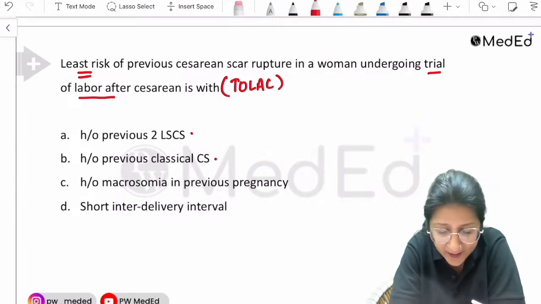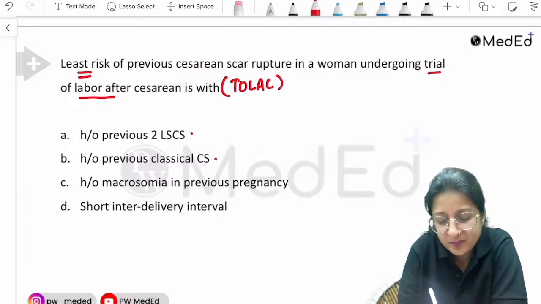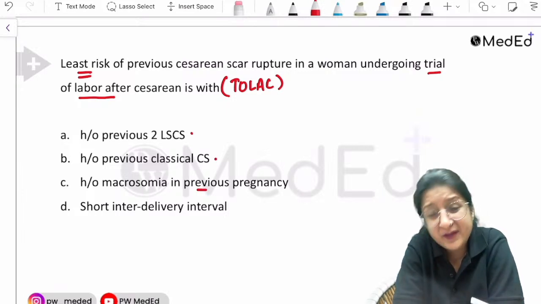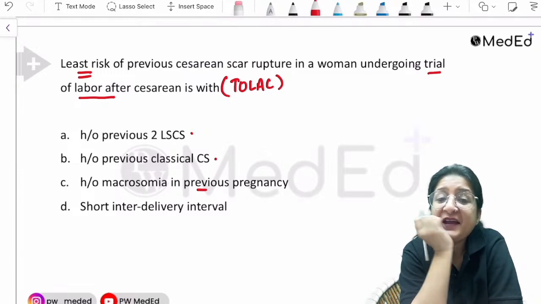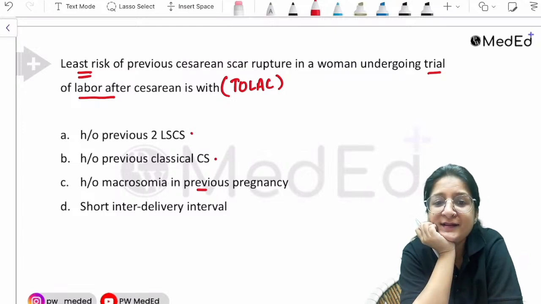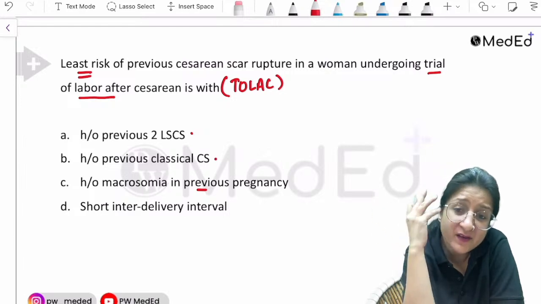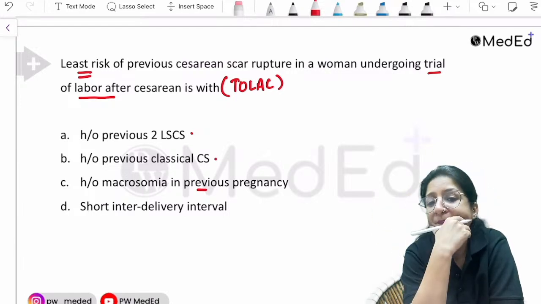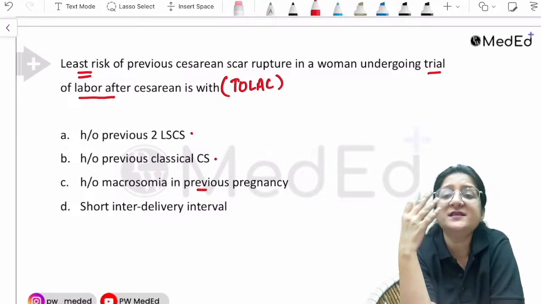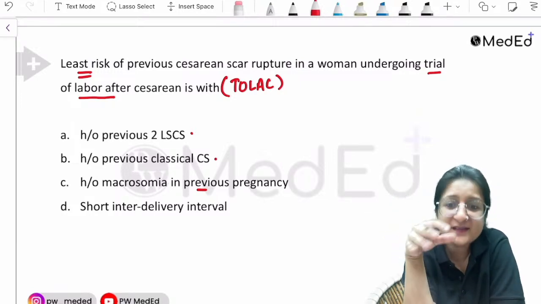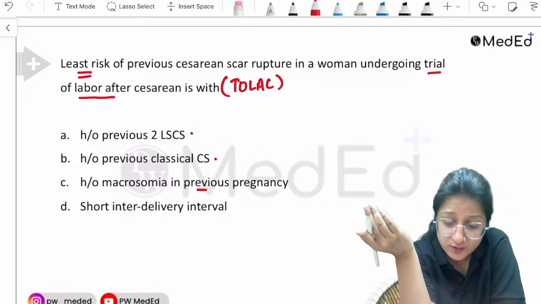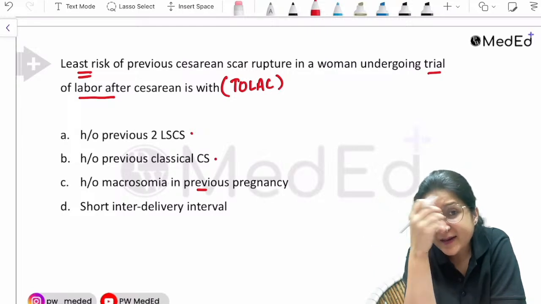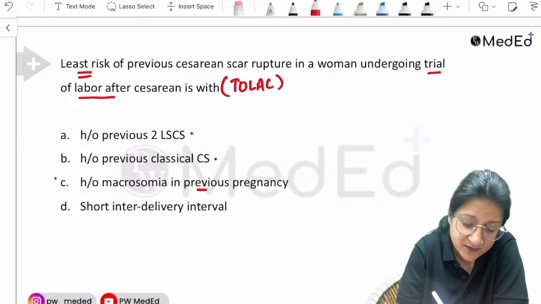Now C and D. History of macrosomia in previous pregnancy. How does it matter right now? If in this pregnancy she had macrosomia, or if in this pregnancy she had CPD, I would have understood. But they are saying history of macrosomia in previous pregnancy. Because they are saying previous pregnancy, that is why there is least risk.